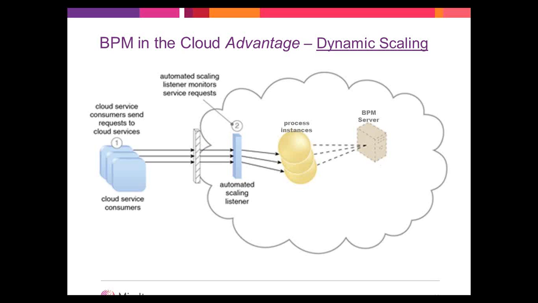Let's again go back to the fictional example of the Bank of Neverland. Let's say the bank operates in a North American region and it serves some of its BPM requests. In the diagram you could see there are cloud service consumers, which are basically the Bank of Neverland service requests coming into the cloud provider, and an automated scaling listener listens to the incoming requests and maintains a threshold. The cloud provider serves the requests by passing them to the BPM server.